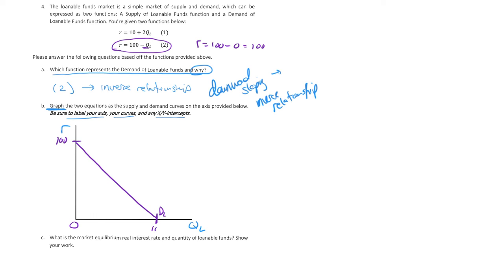This point is going to be 100 as well. Make sure we're labeling those intercepts. We can do the same thing for the supply. So the supply, I'll put that one in brackets.